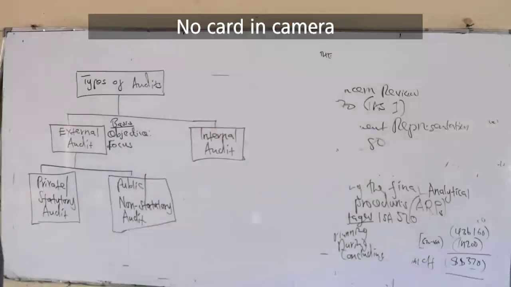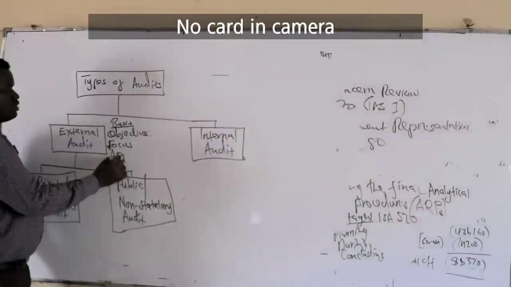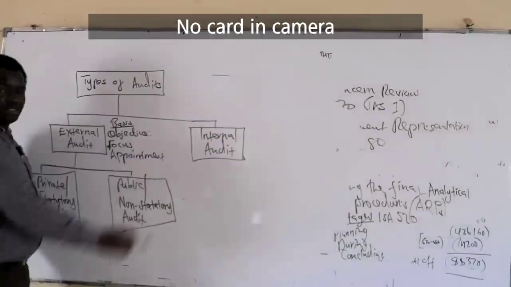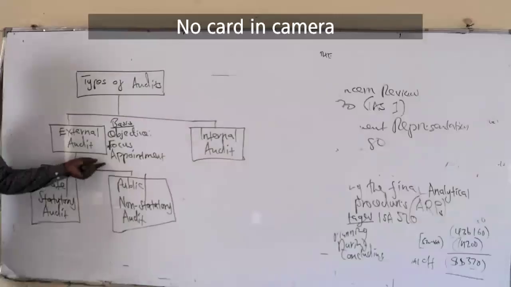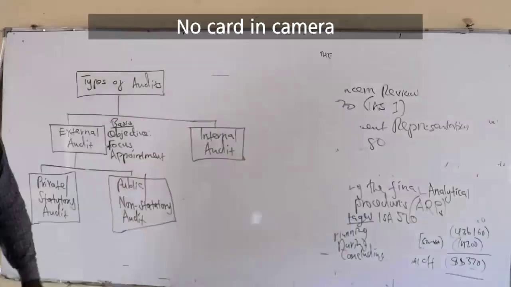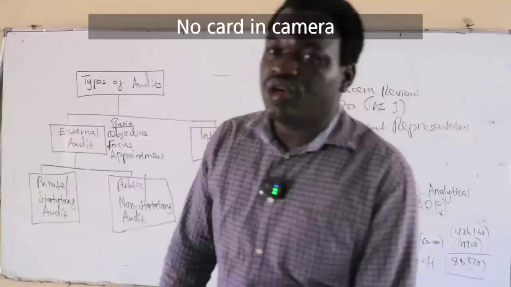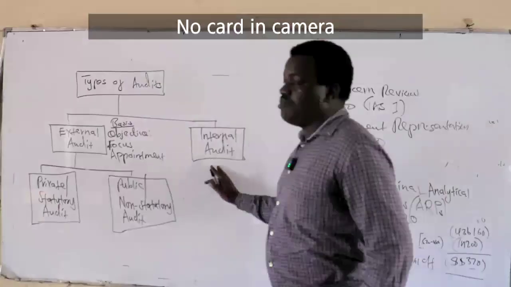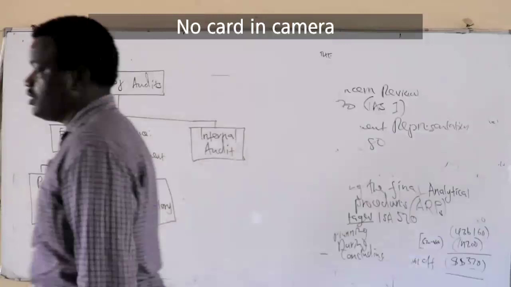The other one is the appointment of these two persons. The external auditor is appointed by the shareholders. The internal auditor is appointed by the management.